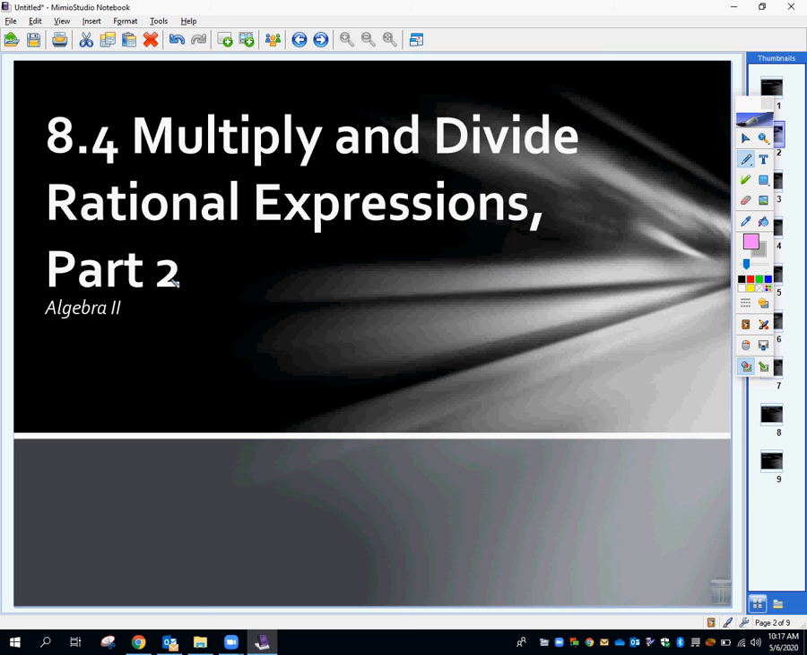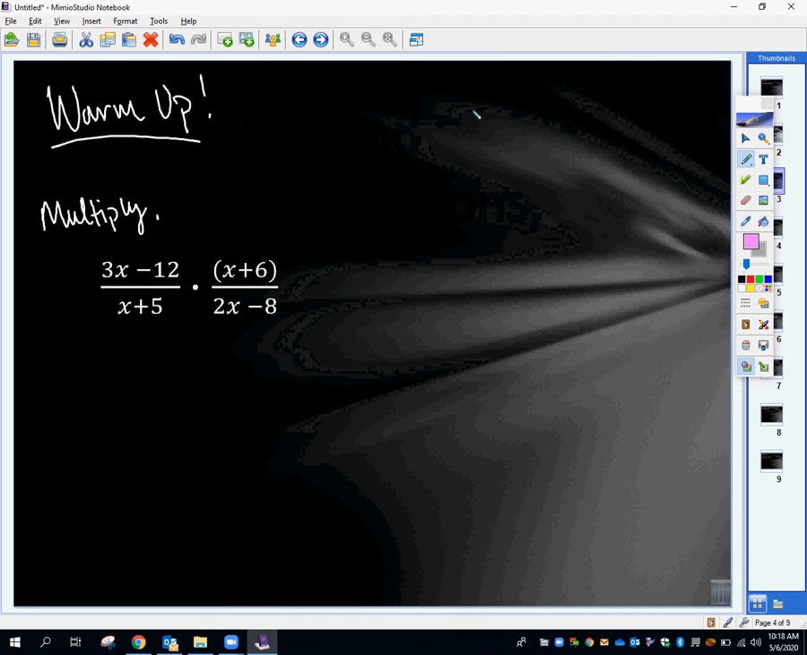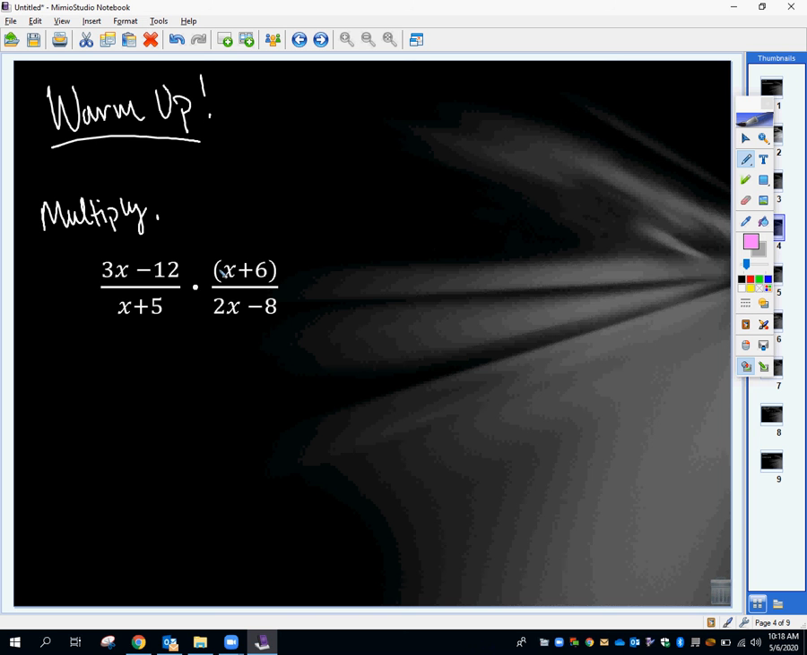Okay, so let's do part 2 of 8.4, multiplying and dividing rational expressions. To warm up, here's that problem from yesterday at the end of the video. We want to multiply these expressions. So remember, we want to check that we can factor anything. And then two, we want to start canceling top and bottom. So if we can factor, let's factor.